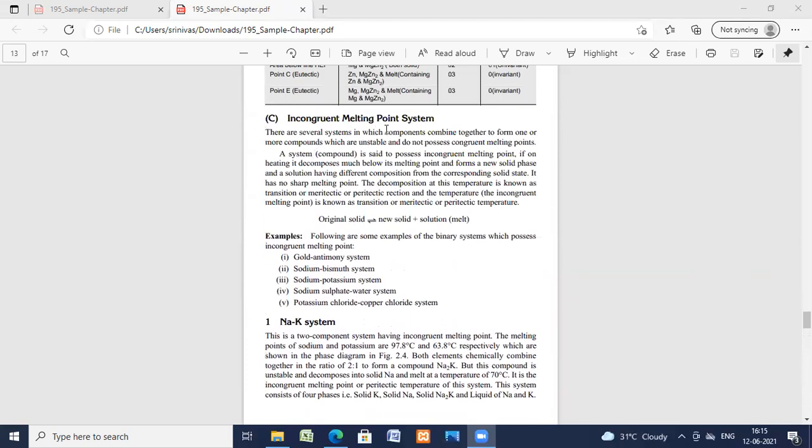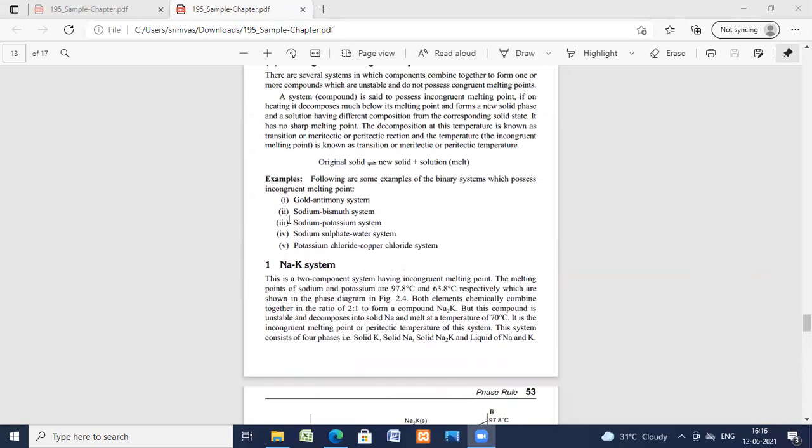Here for an incongruent melting point system, we can take the NaCl and water system. This is a two component system. It is having an incongruent melting point. The melting points of sodium and potassium are 97.8 degrees centigrade and 63.8 degrees centigrade. These are shown in the phase diagram in the below figure.